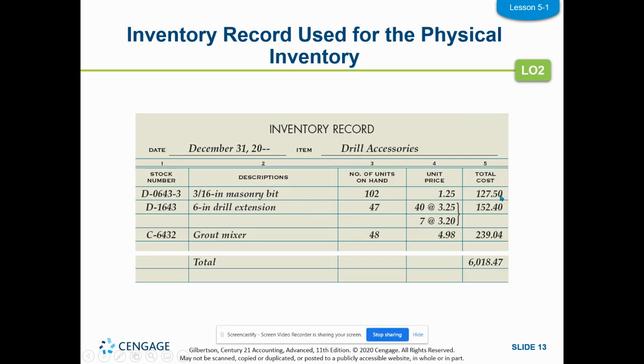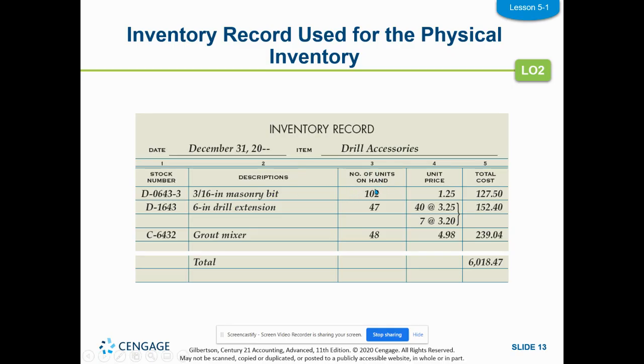We have masonry bits on here. We have drill extensions on here. We have a grout mix on here. It's not just an inventory record of the one item. So that's a huge difference, okay?